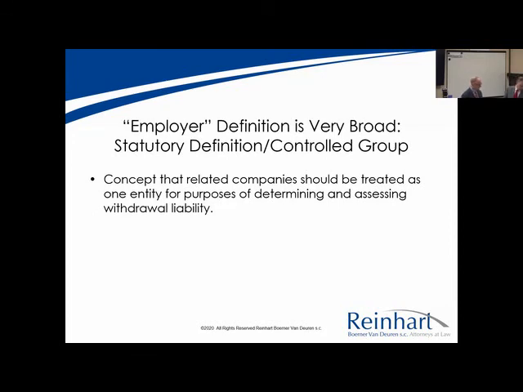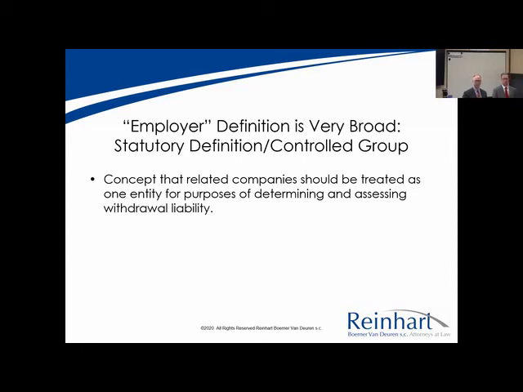So as promised, the employer definition here is very broad. We'll start with the statutory definitions. It's called a control group. It's the whole corporate family. So if you have brother, sister companies or other related entities, we'll give some details about those. They're all viewed as one employer.